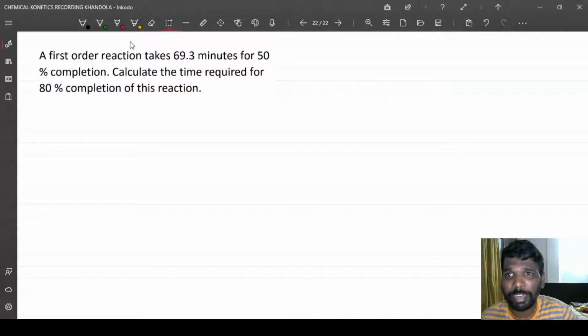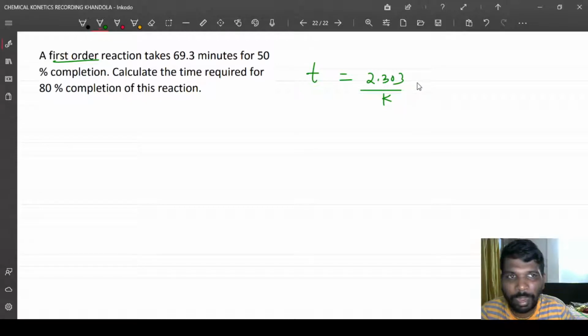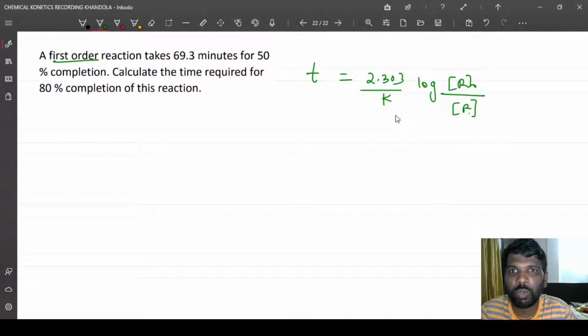Means you need to find the time, it is a first order, and time is equal to, okay, not 0.693, it is 2.303 divided by K, and log of concentration of reactant initially and concentration of the reactant at this time, right? So here our job will be a little bit simpler. Earlier we used to find K by using the same formula and substituting R0 upon R. So many things we used to do. But here we can find K directly.